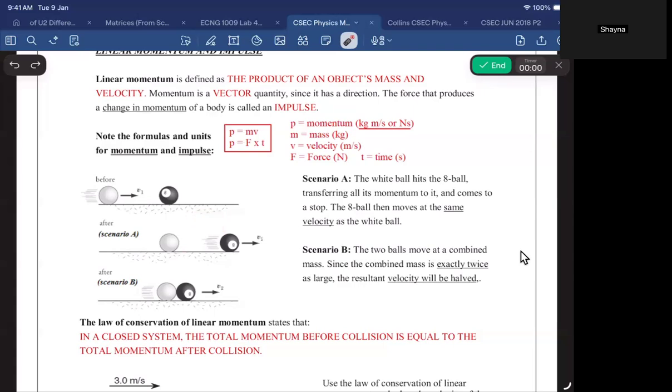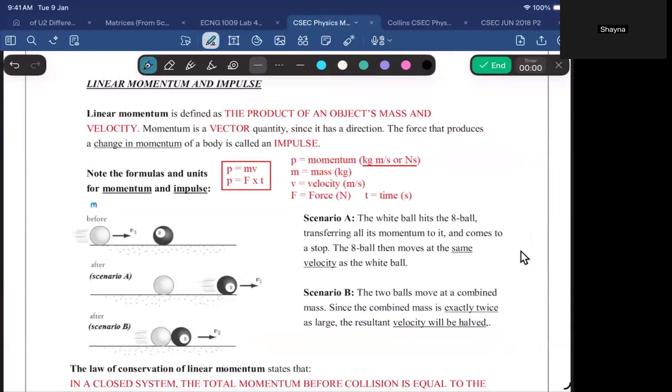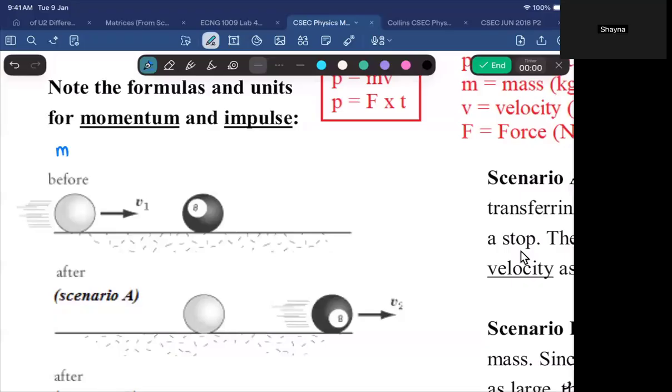So in other words, what's going to happen here is that we could assume that both of them have the same mass. Otherwise, this wouldn't work. They need to have the same mass for a case like this to happen. You understand why, right? Because if one had a greater mass than the other one, actually, let me think. They never specified. Actually, they did. They said the eight ball then moves at the same velocity as the white ball.